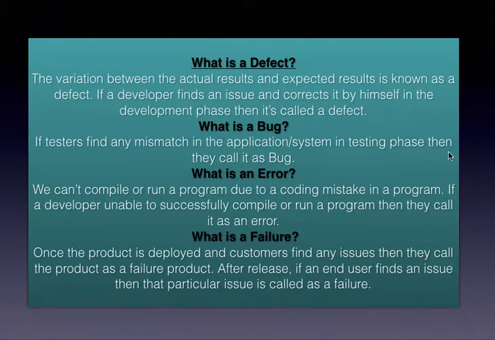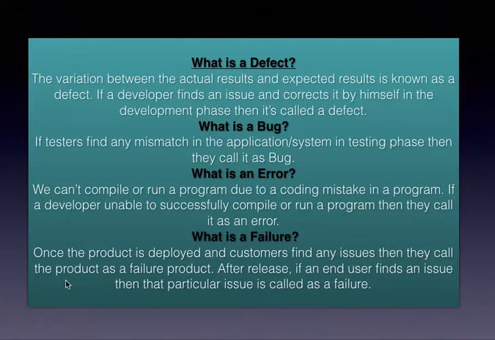Okay, then what is a bug? If a tester finds a mistake in the application system in the testing phase, then it is called a bug. In a testing phase, when we find any defect or error, that is called a bug. Suppose you buy mango from the other shop, but when you go home, your mother says, I asked you for apple, but you have brought mango. In the testing phase, mother's testing, that is called a bug.